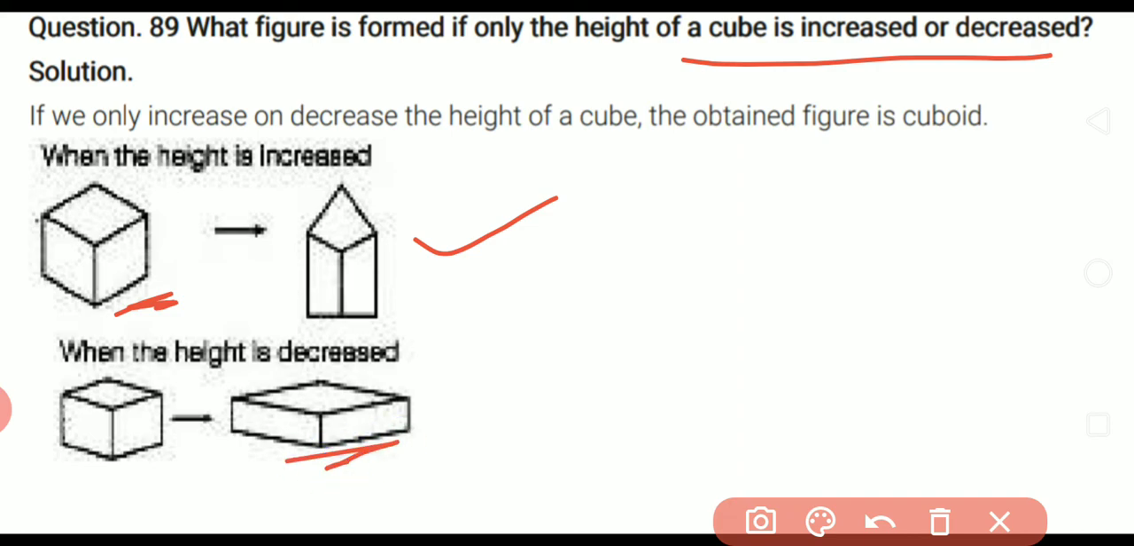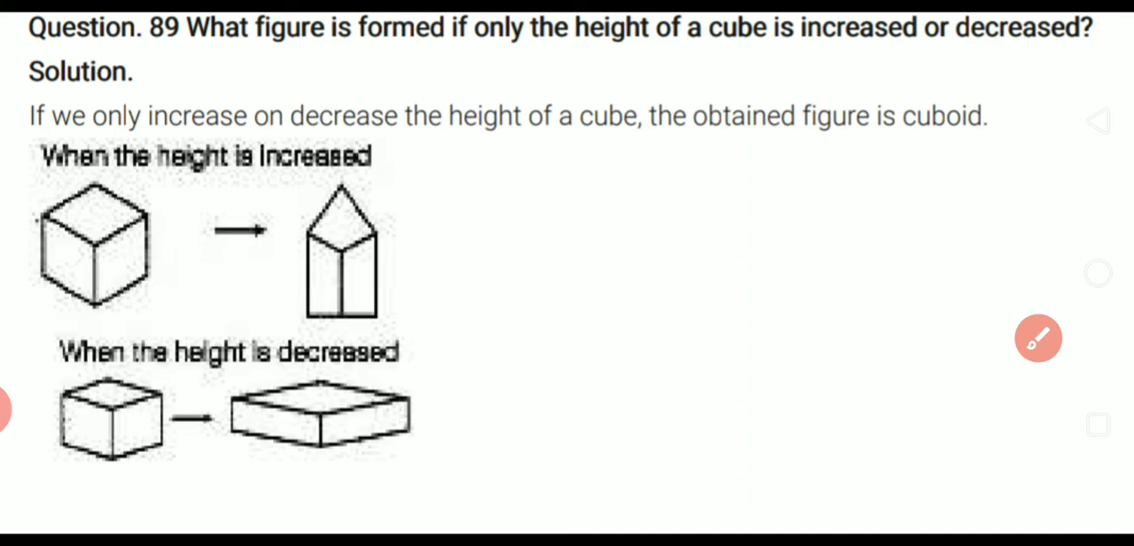This is a very small concept, you can also do it practically. Okay, so that's all for today.